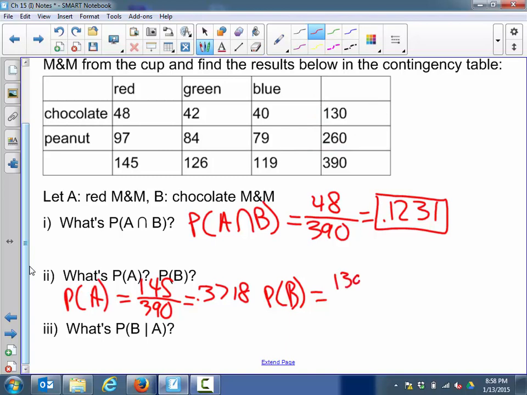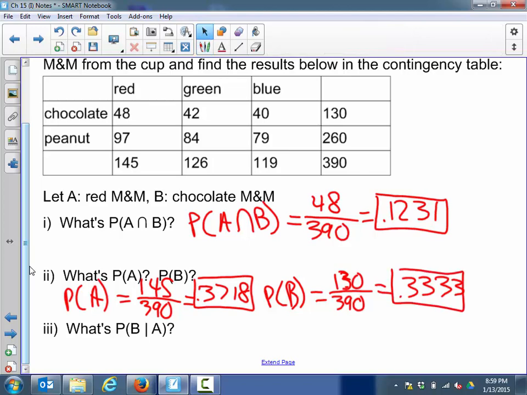So we have 130, not 139, jumping ahead of myself and thinking about the 390. Out of 390 in all, the percent that are chocolate, therefore, has to be 33.33%. Okay? So we've got important probabilities here and here.